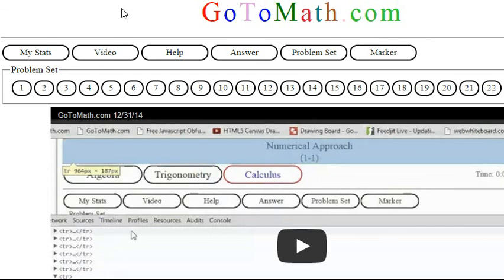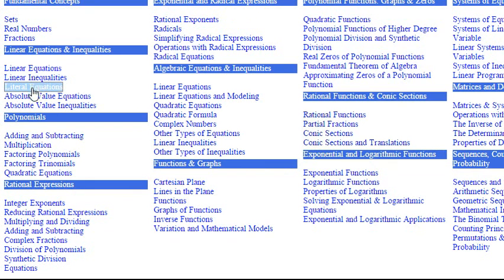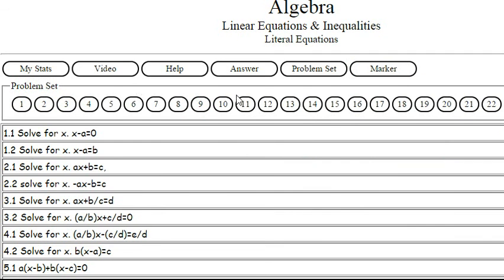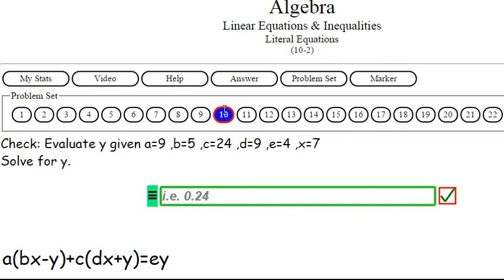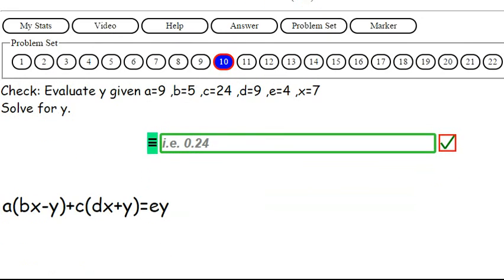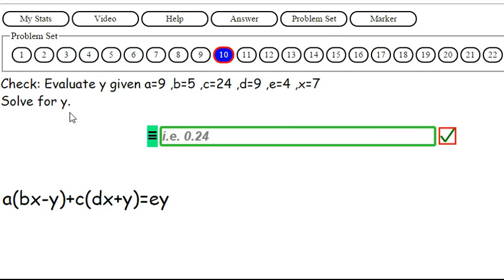Okay, we're over here at gotomath.com. Click on the algebra. Let's go down to literal equations and 10 point something. 10.2? How's that? 10.2. We're solving for y again. We're just kind of stuck on that, aren't we? This one here doesn't look as bad. Of course, you never know.